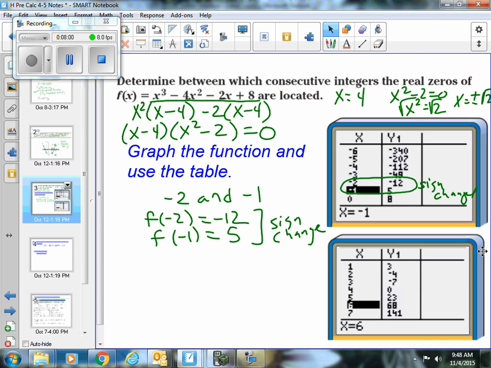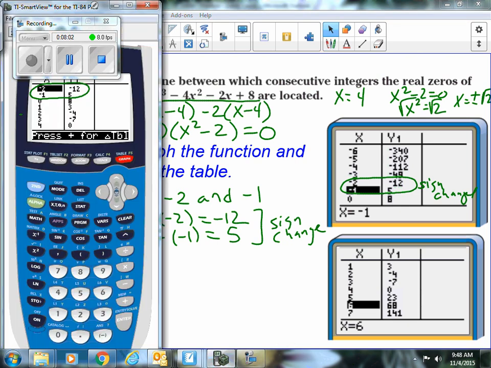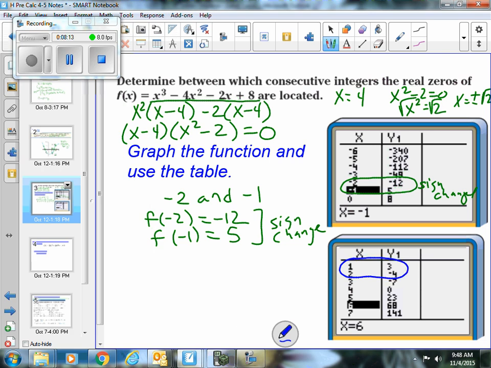Well, where else does that happen? Go back to my table on my graphing calculator here too. Then we can circle it there. Looks like it happens again between 1 and 2. So over here, I'll do the same thing between 1 and 2. Again, there's going to be a real 0 because I know that at f of 1, it was 3. At f of 2, it was negative 4. The only way to go from positive 3 to negative 4 is to cross the x-axis. So there was a sign change there too.